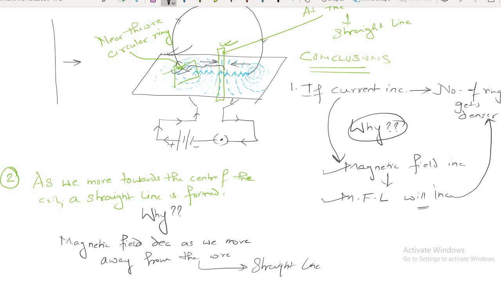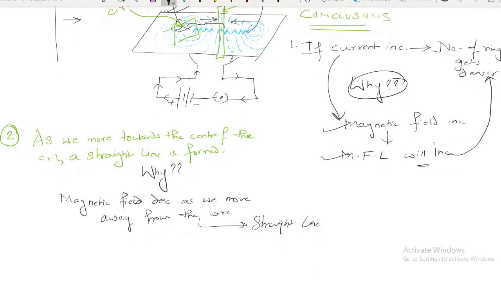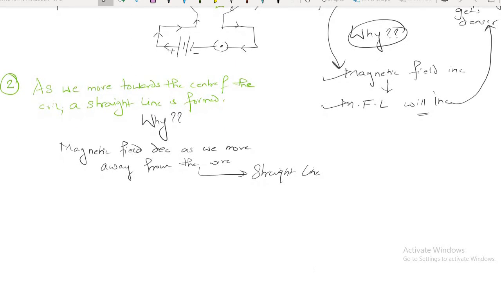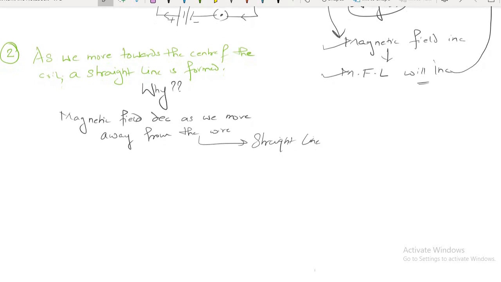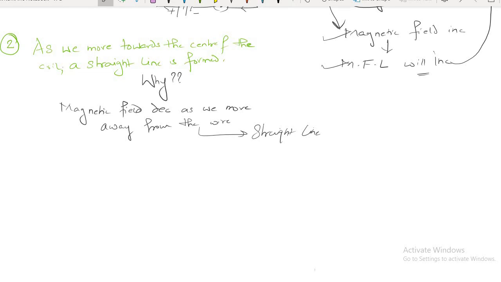So can you tell me how you can increase the strength of the magnetic field? You have to remember how to increase the strength of the magnetic field. Very important question. It generally comes in your examination. Use your brain. How will you increase the strength of the magnetic field? So, by increasing the current. Very good. And anything else? No, sir. All right.